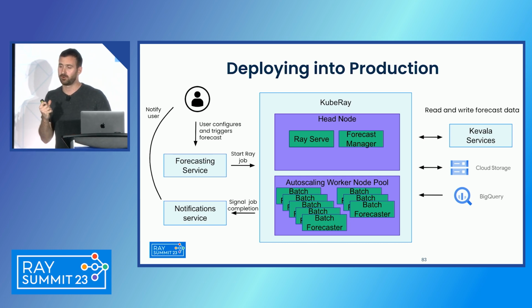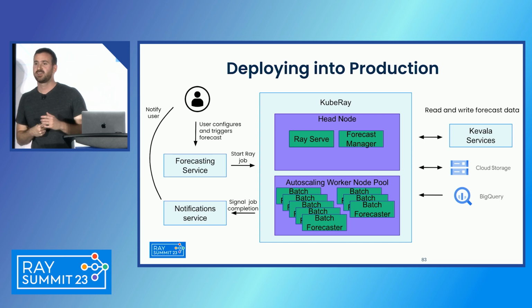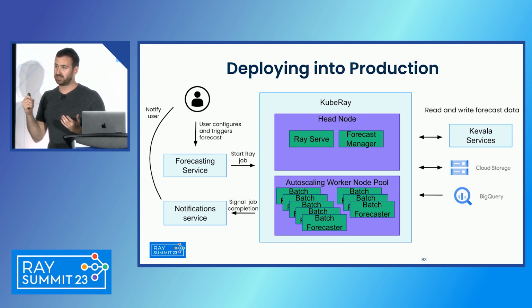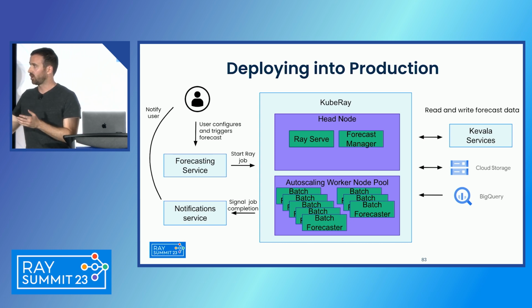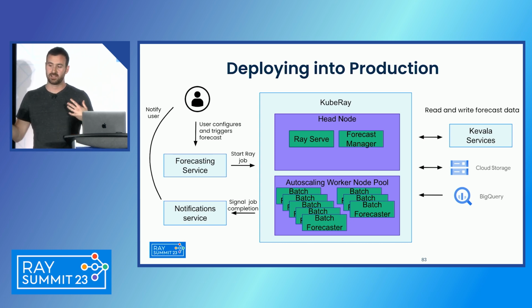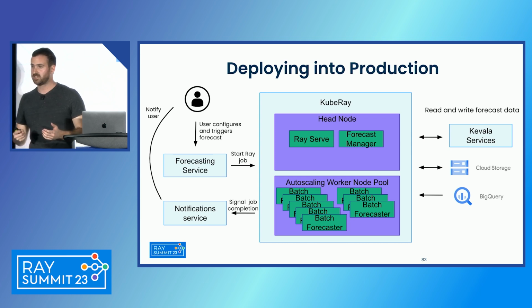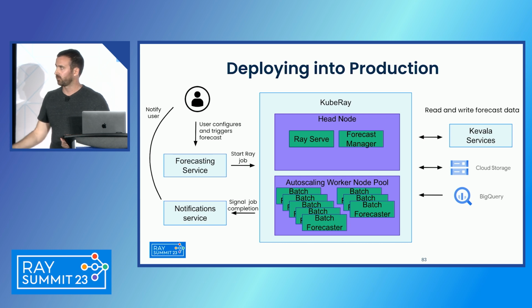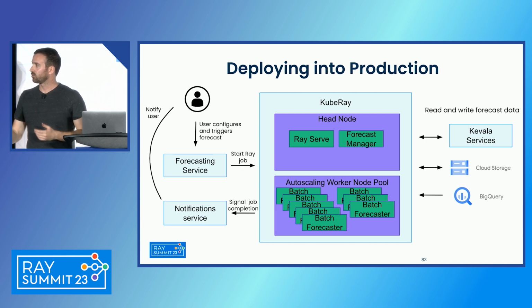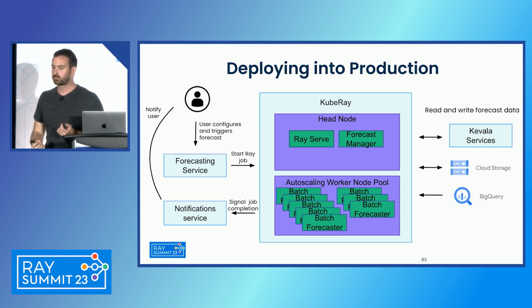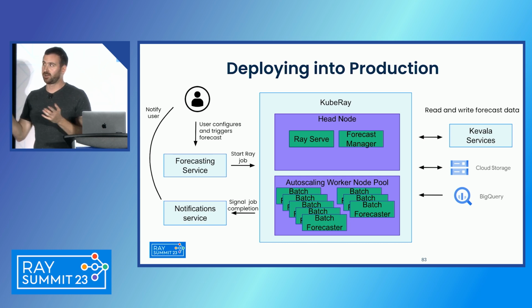So the workflow for actually triggering a forecast involves a user configuring and triggering the forecast through our forecasting service. This will then be able to call into Ray Serve. There we'll spin up a forecast manager actor, and that will in turn spin up any batch forecasters it's going to need to run the forecast. These will all be run in an auto-scaling worker pool. If it's a small forecast, it might be able to run just on existing nodes.